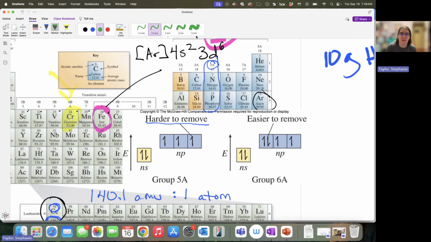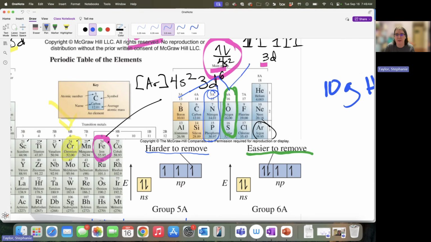My group 6A next door is actually a little bit easier to remove. So instead of this going directly across, that means 5A is a little higher and 6A is a little bit lower. So in ionization energy, when we're expecting this trend to just go up and up and up, it doesn't. It goes up for boron and up for carbon and up for nitrogen and then down for oxygen, and then up for fluorine and up for neon.